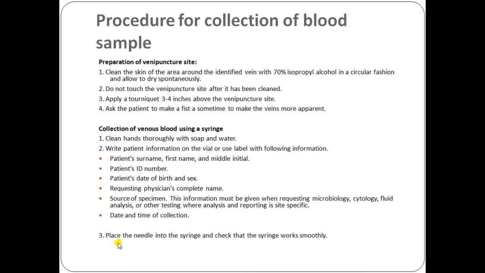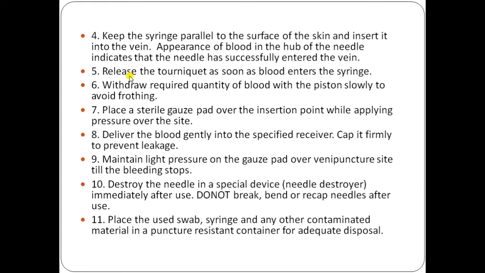Then place the needle into the syringe and check that the syringe works properly. During blood collection, keep the syringe parallel to the surface of the skin and insert it into the vein. Appearance of blood in the hub of the needle indicates that the needle has successfully entered. Then release the tourniquet immediately. Withdraw the required quantity of blood with the piston slowly to avoid frothing. Then place a sterilized gauze pad over the insertion point and apply pressure.